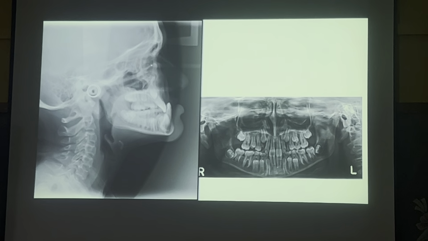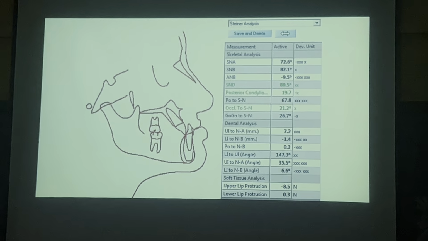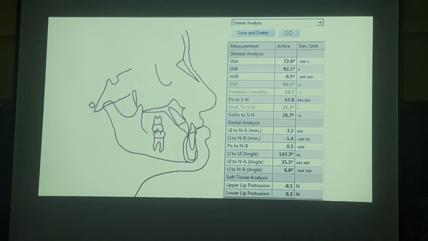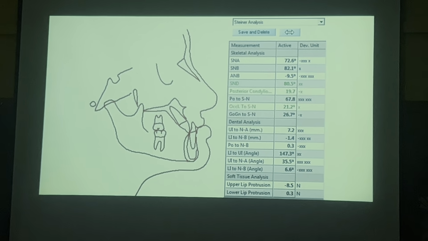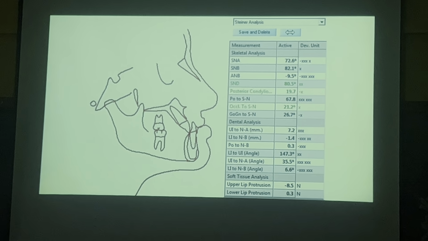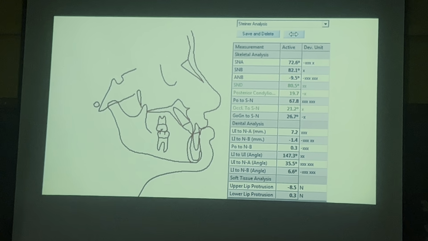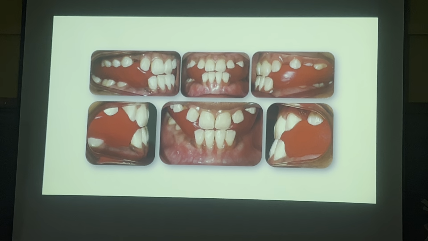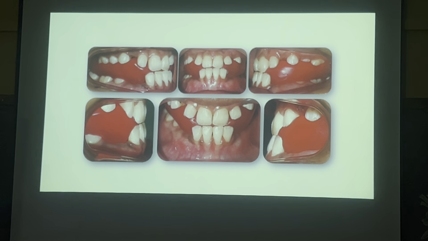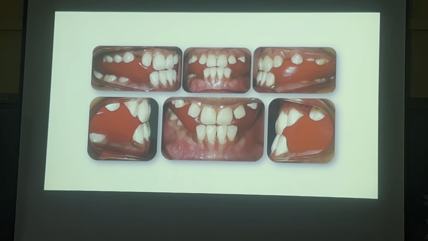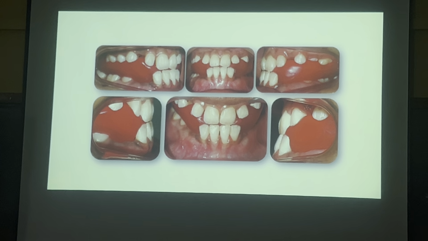This is the pre-treatment cephalogram. These are some data: SNA was 72.6, SNB was 82.1, and ANB was minus 9.5. As the patient was able to bite edge to edge, I attempted to correct the class 3 with the twin block appliance.